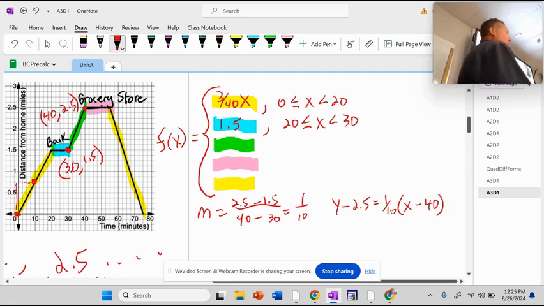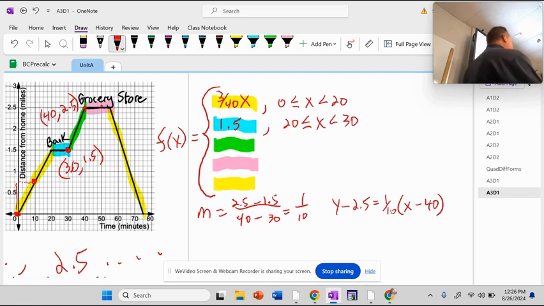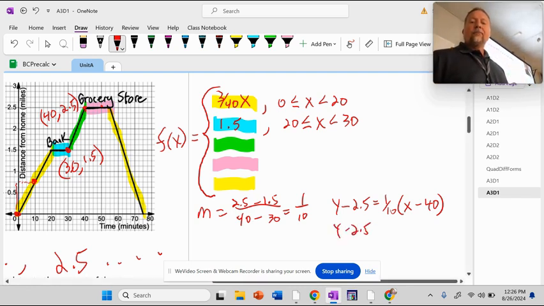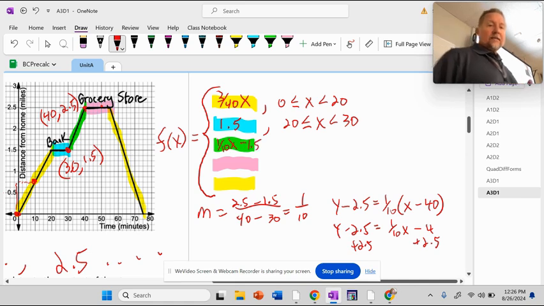This is the hardest thing we have to do today. Watch the last example. It's like a piecewise of only 2 pieces, so this is tough. If you can handle this, we're good for the day. Y minus 2.5 equals 1/10 times x minus 40. 1/10 of 40 is 4, and then add 2.5, and I'll write the final answer up there, which is negative 1.5. So this is 1/10 x minus 1.5.